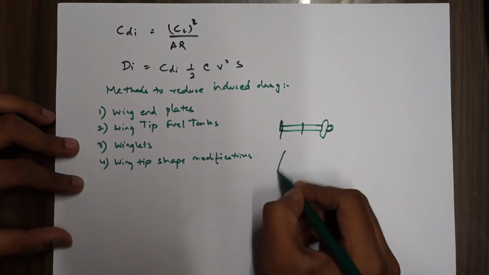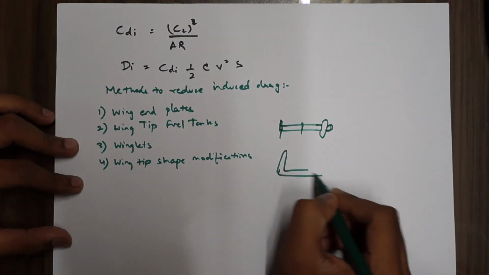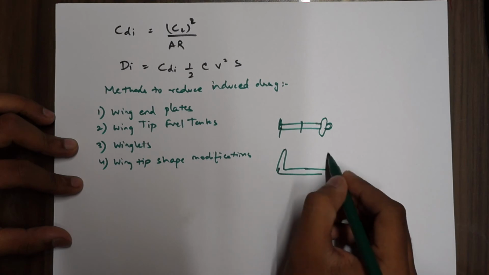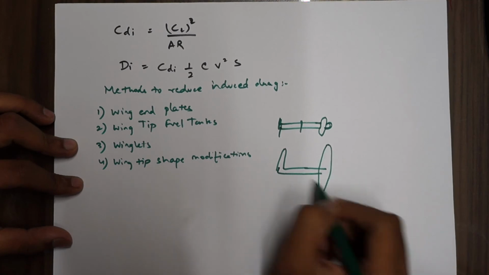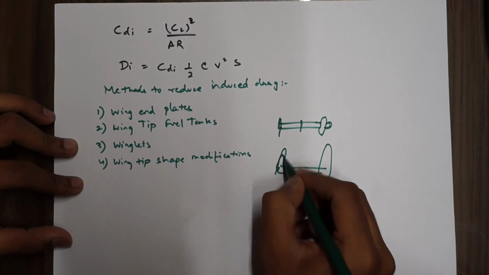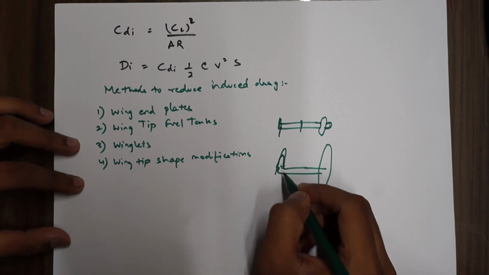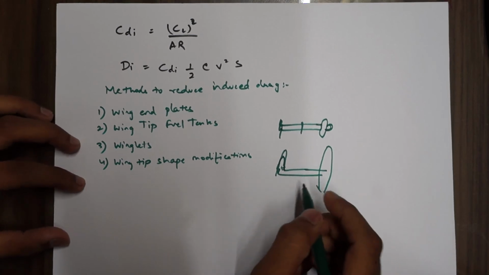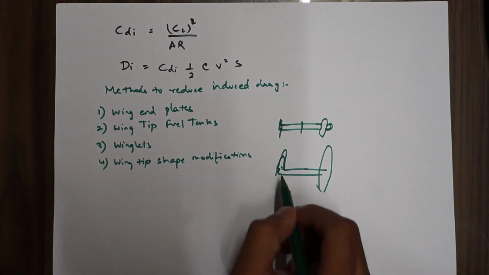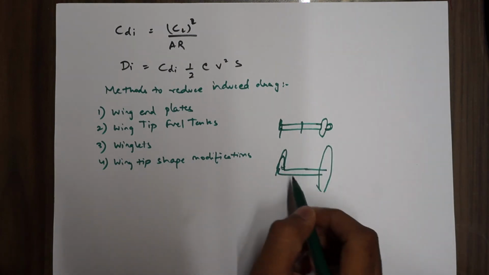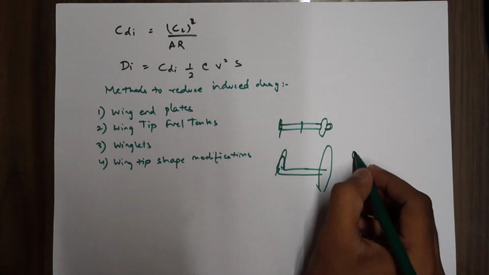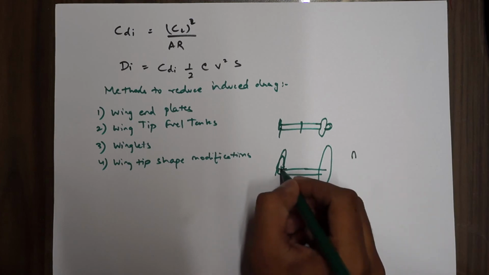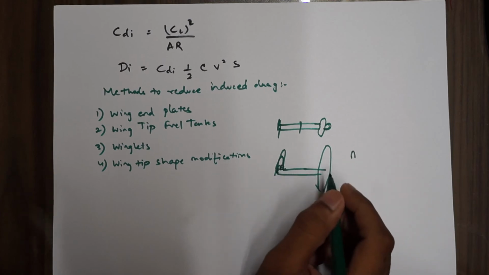Winglets are also a specific design. They are something like this. This is the wing, this is the aeroplane. I've drawn it a little big. These are winglets, usually seen in the 737s and all. Wingtip shape modifications are part of this, where some have smaller modifications done. They have winglets, wingtip modifications, etc.